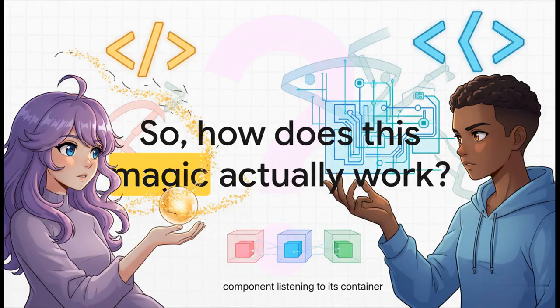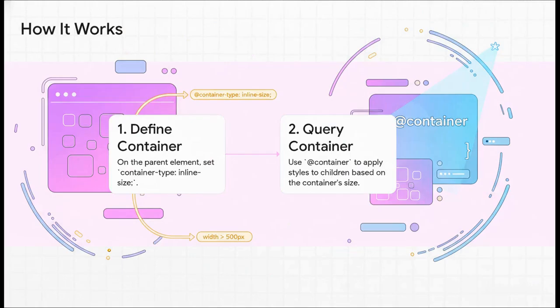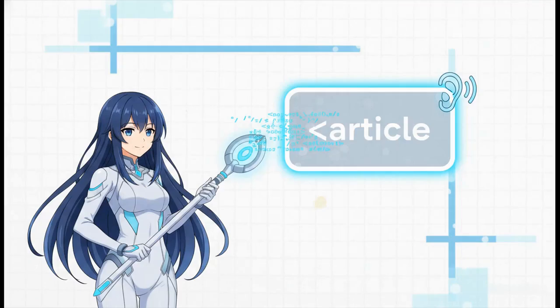So let's break it down. How do you actually do it? It's basically a two-step dance. First, on a parent element, you declare it as a container. You just say container-type: inline-size. We usually use inline-size because we mostly care about width. Second, you write a query. It looks almost identical to a media query, but instead of @media, you just write @container. That's it.